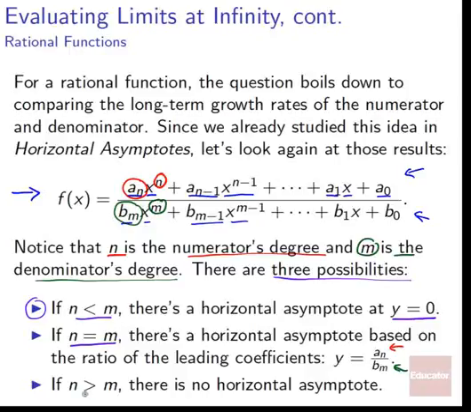And finally, the last one: if n is greater than m, that is, the leading exponent on our numerator is greater than the leading exponent on our denominator, then that means the numerator will be able to run faster than the denominator and sort of escape the denominator's ability to bound it and hold it back. And so it will just go off forever and it won't be able to stabilize to a single value, which means it will have no horizontal asymptote.